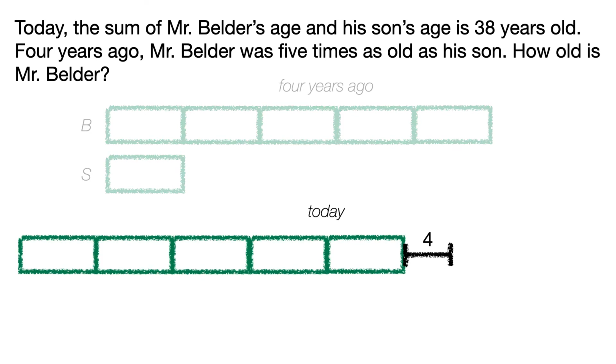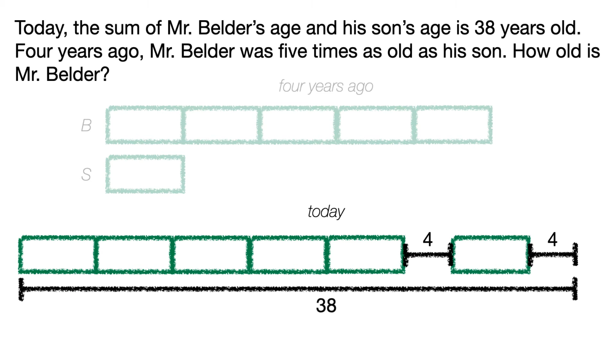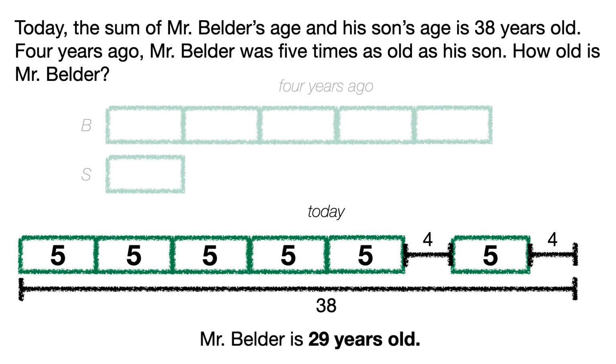Moving forward in time, we add 4 years to Mr. Belder's age. And we add 4 years to his son's age. Altogether, their ages add up to 38 years old, making each bar worth 5 years. Hence, Mr. Belder is 29 years old. Shall we try one more?